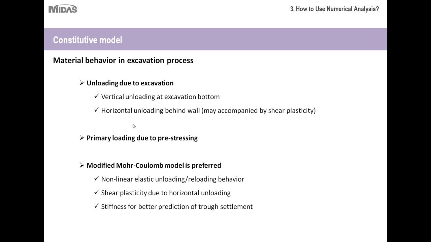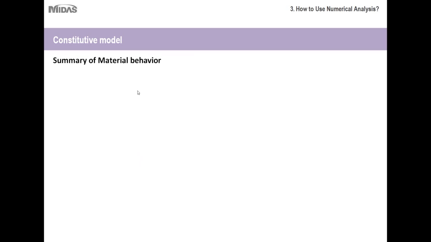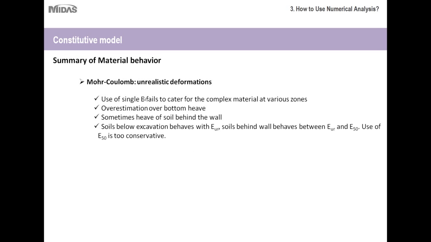So unloading due to excavation. Once the soil is unloaded from the top layer, the bottom layers, if they're clay, are going to be over consolidated. So once again, you need to understand that relationship. Primary loading due to pre-stressing: that is when your equipment or your structures are being put in place. So you'd use the modified Mohr Coulomb model for this type of behavior if you want to analyze it in detail. So now let's go into the summary of material behavior.